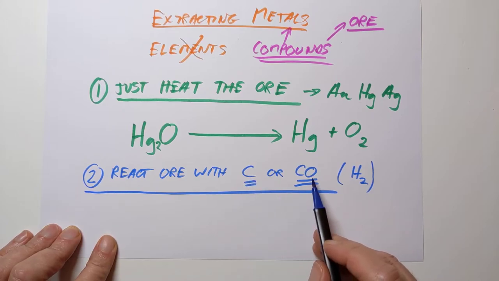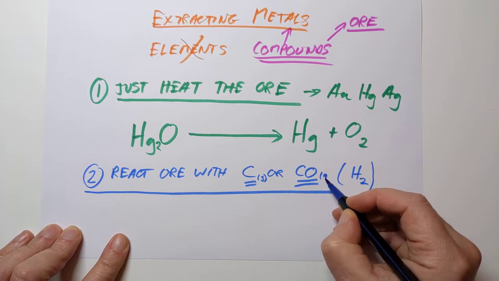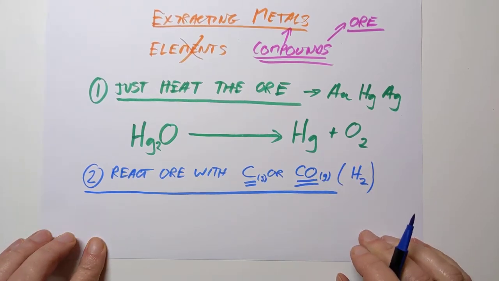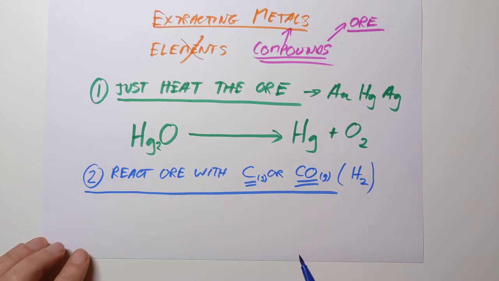Carbon and carbon monoxide. Carbon is a solid, of course, and the last time I checked, carbon monoxide is a gas. Let's take a look at an example. Which metals does this work with?